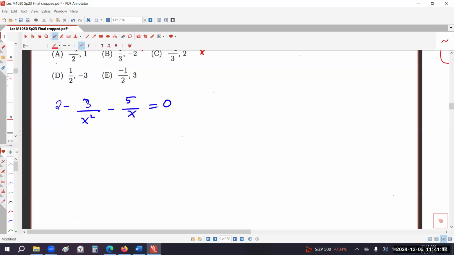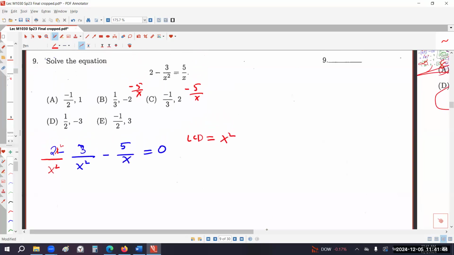What do we need now? LCD. So what's the LCD between x and x squared? Bigger one, x squared. So first one doesn't have any denominator. We put x squared on both top and bottom. The second one already has x squared, so you leave it alone. The third one, what is missing in the third one? Good, so multiply top and bottom by x. And now we are happy.